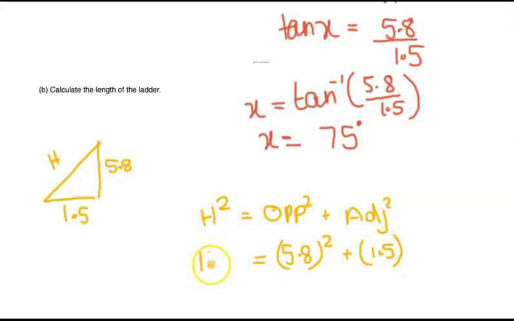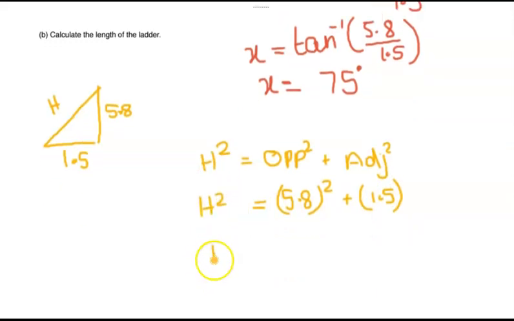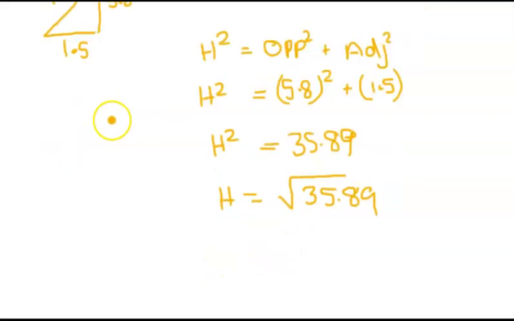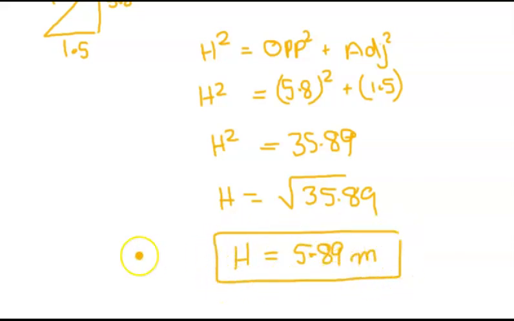And that's hypotenuse squared. If you do that in your calculator, you will get a value for the hypotenuse squared. Now I need to square root both sides. So I got the hypotenuse, 5.89. And that will be in meters, which is the length of the ladder.